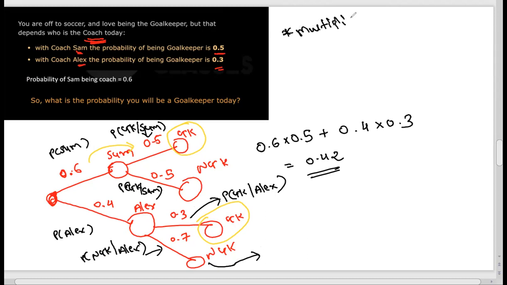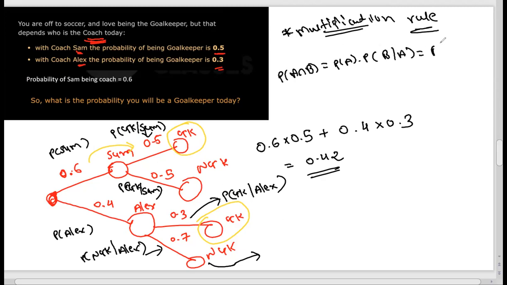There is one multiplication rule, which is P of A intersection B is the same as P of A into P of B given A, equal to P of B into P of A given B. This you can get by the conditional probability only. This is very easy to understand by yourself.